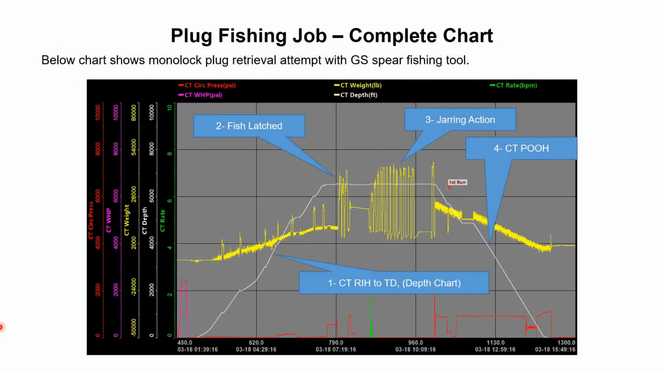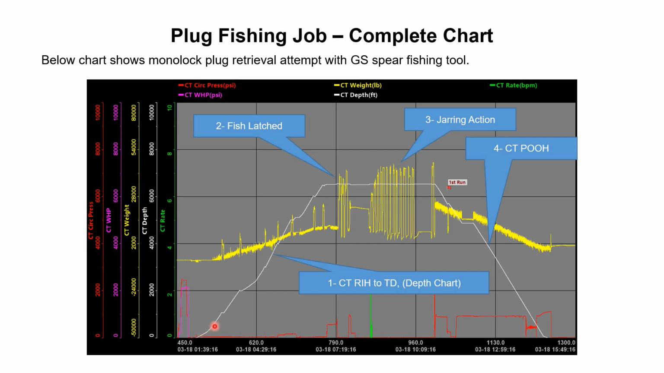Here we have a complete job chart which was recorded during the fishing of a monologue plug using the GS spear fishing tool. This is for the complete job: the coil tubing has been run from the surface to the target depth and then pulled to the surface. We can see this with the help of this depth chart. On the x-axis we have time, and on the y-axis we have different parameters: rate, depth, coil tubing weight, wellhead pressure and circulation pressure, that is coil tubing pressure.